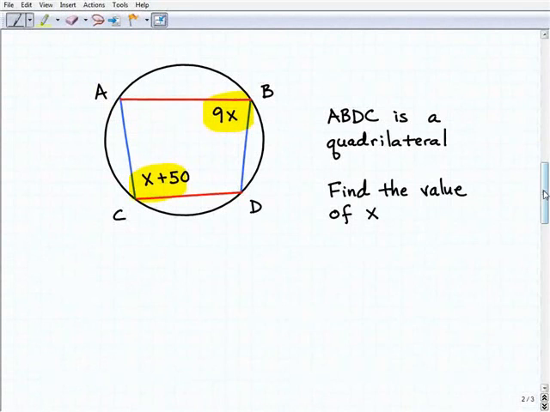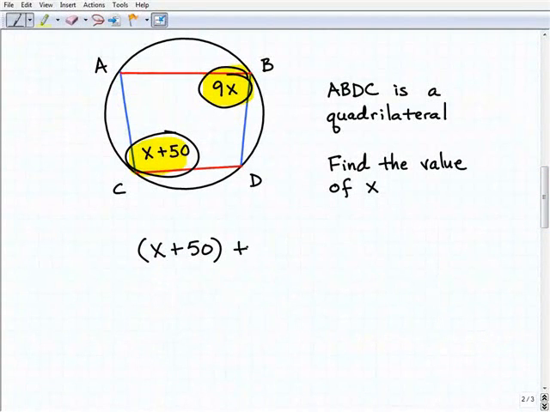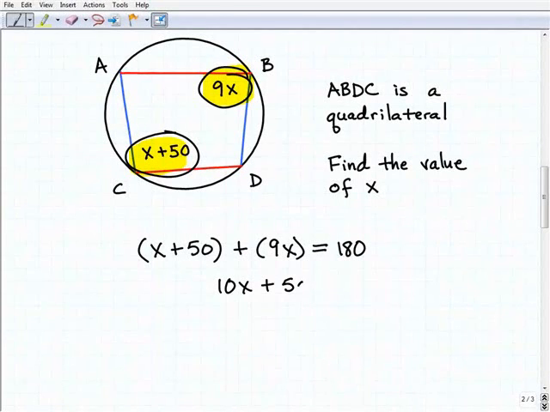So knowing that, I could simply write an equation. I have an angle here, x plus 50, and if I add that to this other angle, 9x, these are opposite angles in this inscribed quadrilateral, I know I'm going to get 180 degrees. So now I have a simple equation, and the question's asking to find the value of x. So let's do this. This would be 10x plus 50 equals 180.